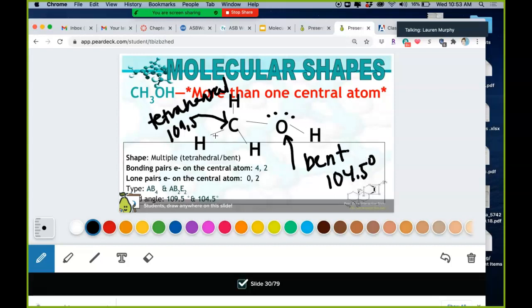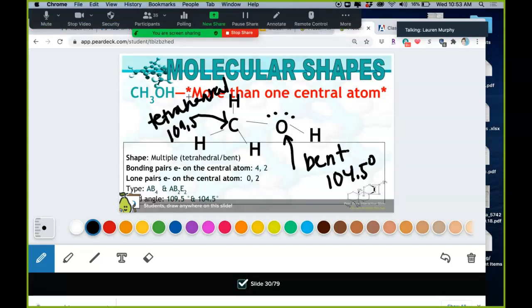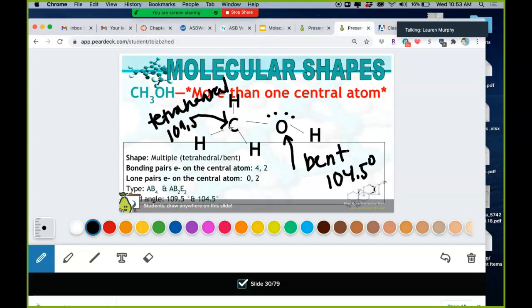So you can't talk about the shape of this molecule as a whole. You have to talk about it in terms of each central atom. On a test or something, it would be labeled, like, hey, what's the shape around this carbon? Or what's the shape around this oxygen? Because there's no such thing as a shape for this whole molecule. It has different shapes in different parts of it. Any questions on that?